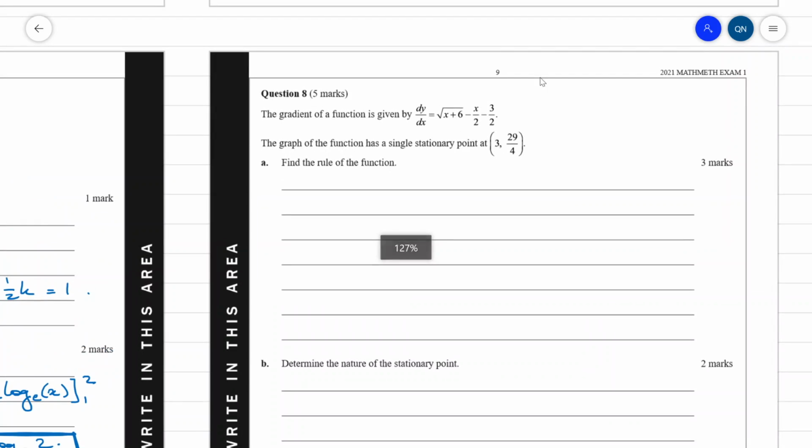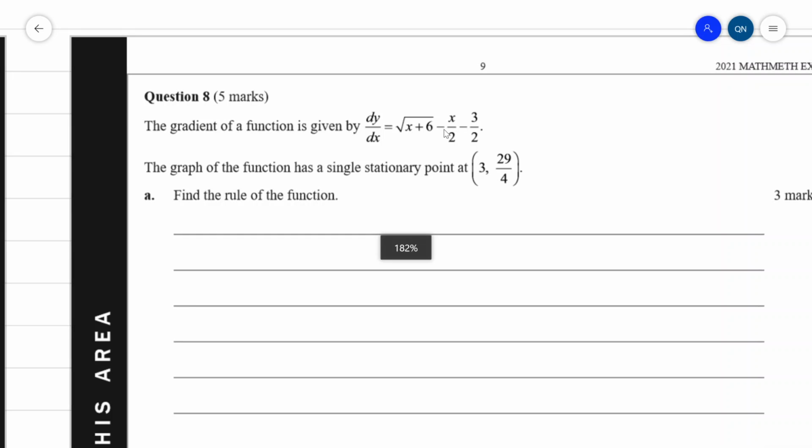The gradient of this function is, well, some square roots with some other stuff attached to it. The graph of the function has a single stationary point at (3, 29/4). Find the rule of the function. Okay, so what are we working with over here? We want to find the rule of the function. We're given the gradient, and here's the stationary point. But in general, this is just the points that we know, which is good.